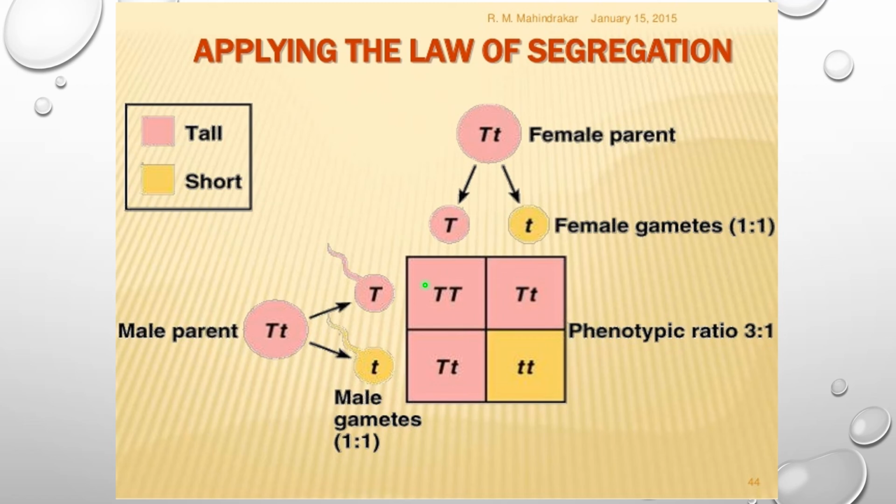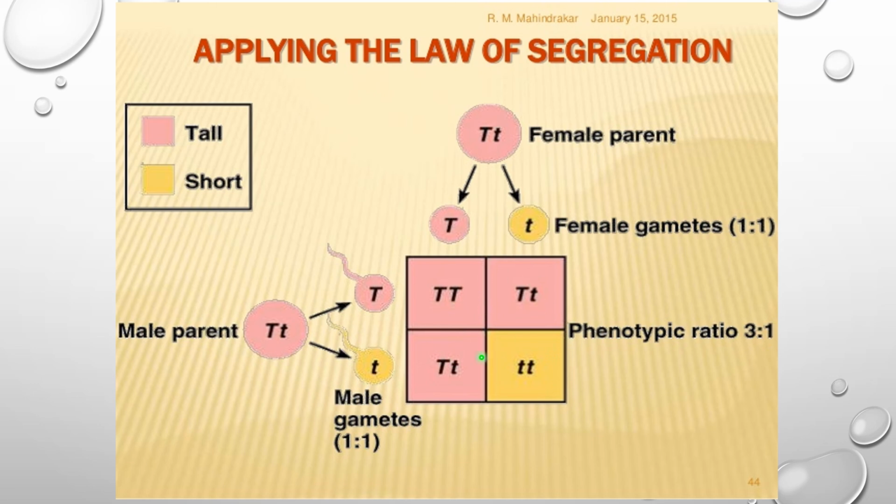Now when the crossing takes place, when this capital T is crossed with this capital T, you get capital T, capital T. When capital T is crossed with small t, you get capital T, small t. When small t is crossed with capital T, you get capital T, small t. When small t is crossed with small t, you get small t, small t. This is what a Punnett square is. And whatever is obtained over here is the F2 generation.